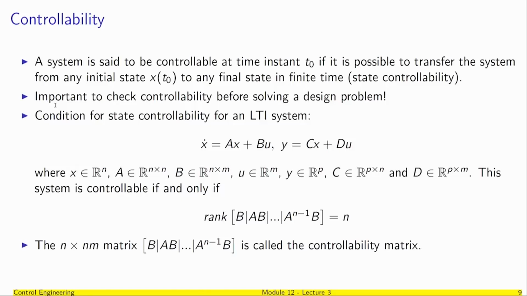Before I solve any control problem, it is important for me to check if the system is controllable or not. So, let us see how we do that. I am given a system in the state space form x dot is Ax plus Bu, y is Cx plus Du. I will shortly derive this result: the system is controllable if the matrix [B AB ... A^(n-1)B], which is of dimension n cross n times m, has rank n. This is both a necessary and sufficient condition.